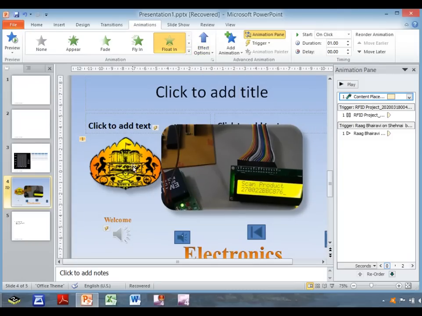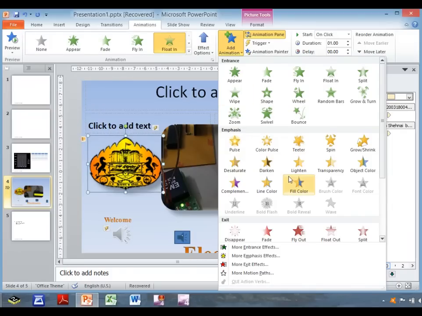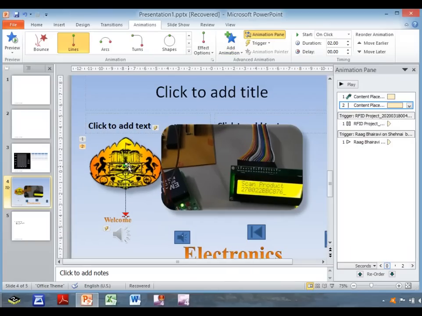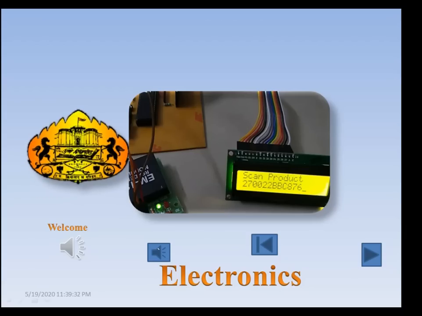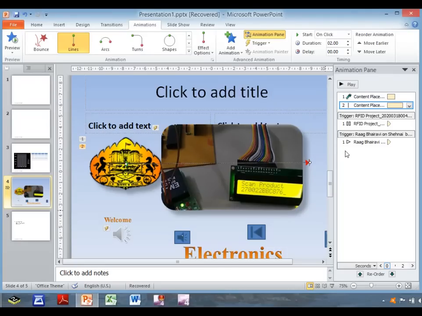Suppose you want to move this object from this corner to that corner, then click on that object, click on add animation, don't go here, click on add animation, then select motion path line. Green arrow shows starting position, red arrow indicates end position. Now click on start button. The object appeared. See, the object is moved from its first position to the next position.